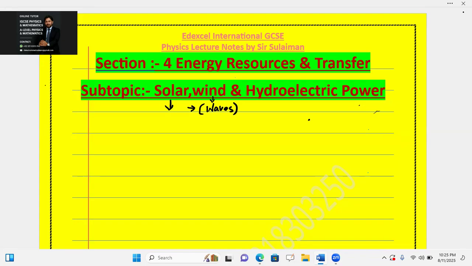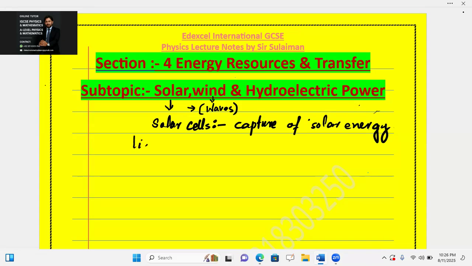We can capture the sun's energy using solar cells. Capture of solar energy: solar cells use energy from the sun directly to generate electricity. They convert light energy directly to electrical energy.